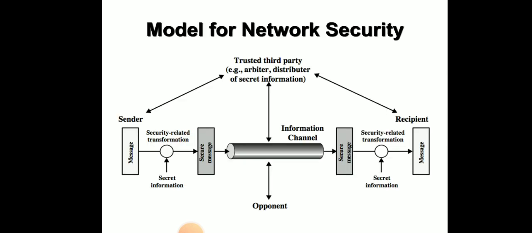Next we are going to discuss the model for network security. In the model for network security, we have to send the message securely from sender to receiver. For that, first we have to convert the message into secret information, that is, a secret message, by using any one of the encryption algorithms. Then it is sent through the information channel. On the receiver side, we have to get the original message. For that, the secure message is decrypted by using an algorithm, and it is given to the receiver. So this is a model for network security.